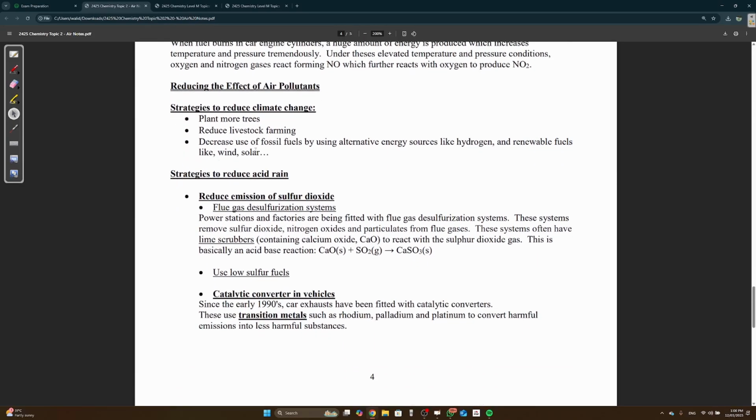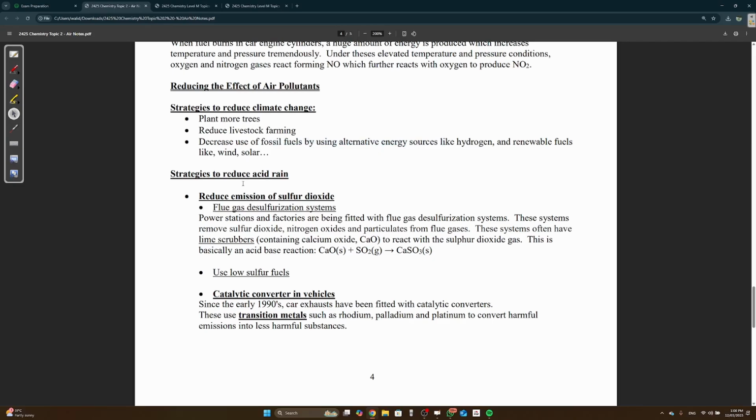Okay, reducing the effect of air pollutants. What are the strategies to reduce climate change? These, you need to know them. Planting more trees, reducing farming of livestock, because like I told you, the cows are the ones releasing the methane. We don't want that. Decreasing the use of fossil fuels by using alternative energy sources like hydrogen and renewable sources like wind and solar and whatever.